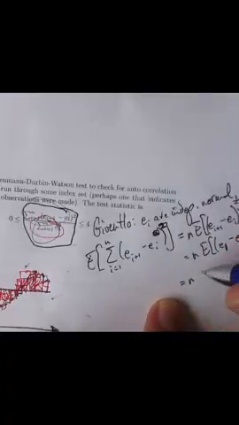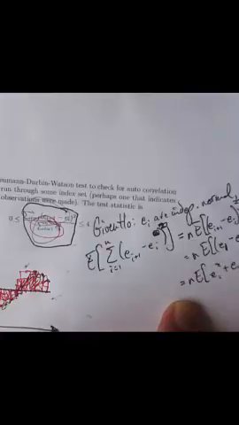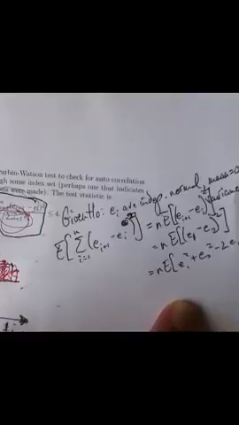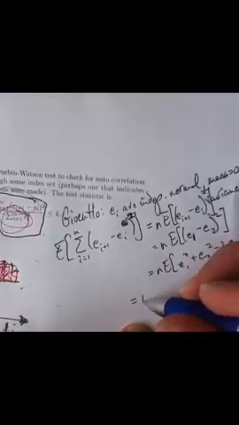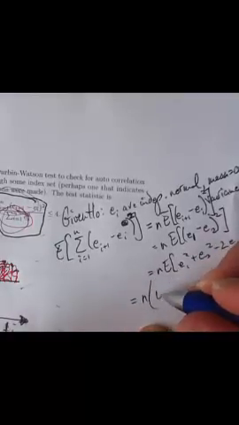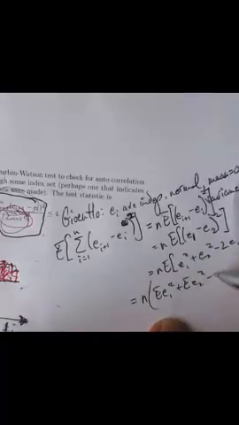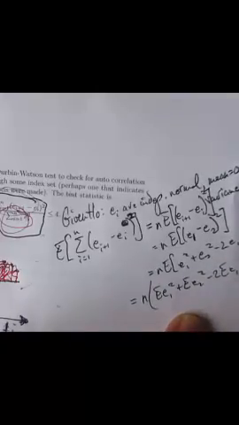Now this is n times, I'm just going to FOIL this out in here, E1 squared plus E2 squared minus 2 E1 E2. Remember, these errors are in fact random variables. Let's see, what can we do here? I'll bring this expectation inside. This is going to be n times the expected value of E1 squared plus the expected value of E2 squared minus 2 times the expected value of E1 times the expected value of E2.